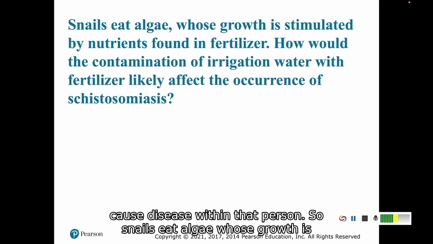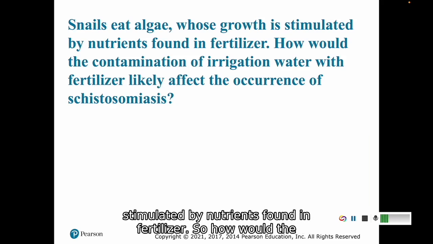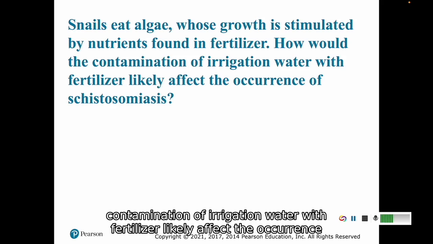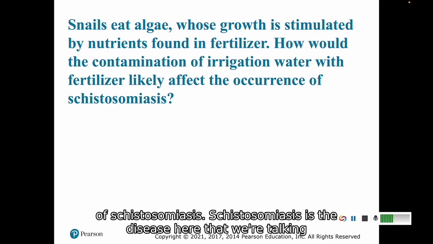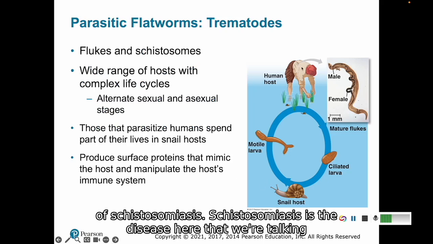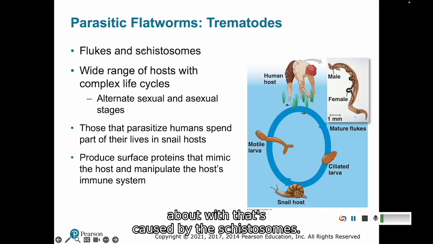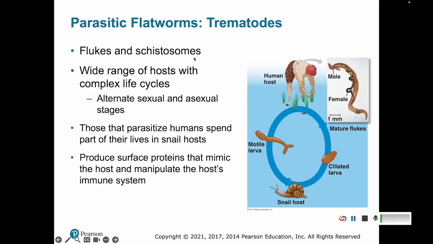So snails eat algae whose growth is stimulated by nutrients found in fertilizer. So how would the contamination of irrigation water with fertilizer likely affect the occurrence of schistosomiasis? Schistosomiasis is the disease here that we're talking about that's caused by the schistosomes.